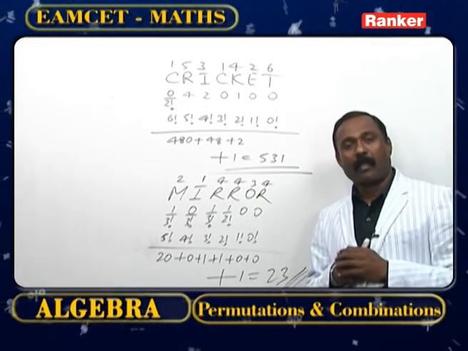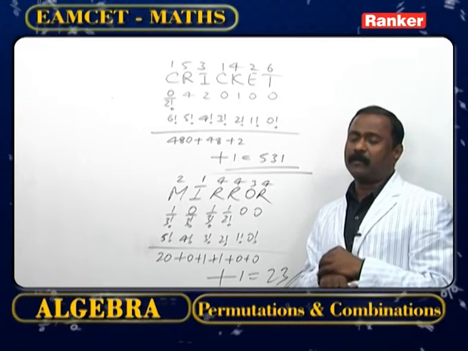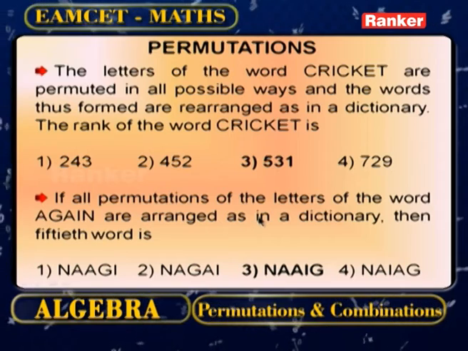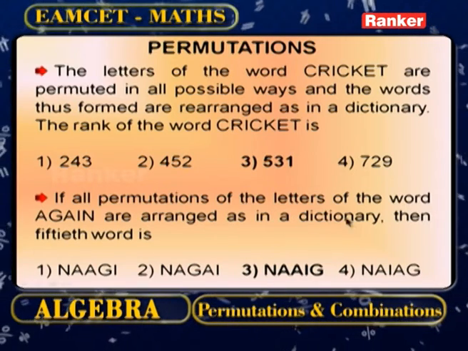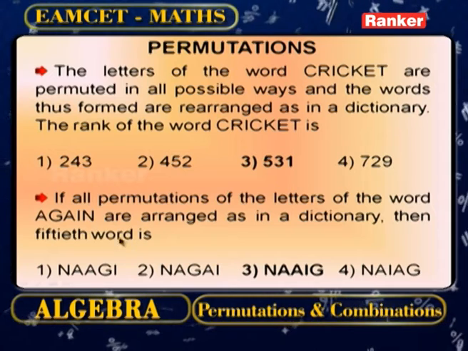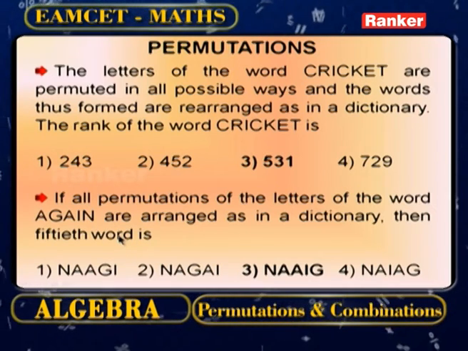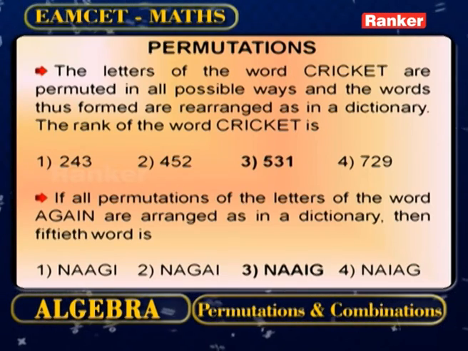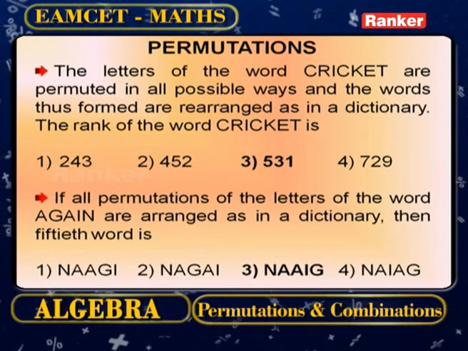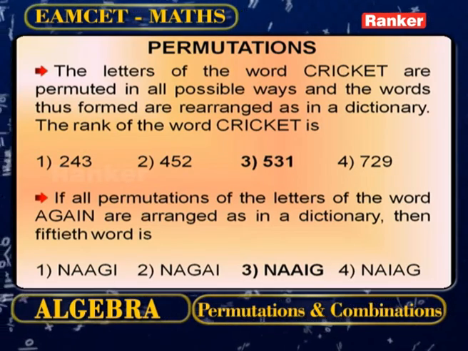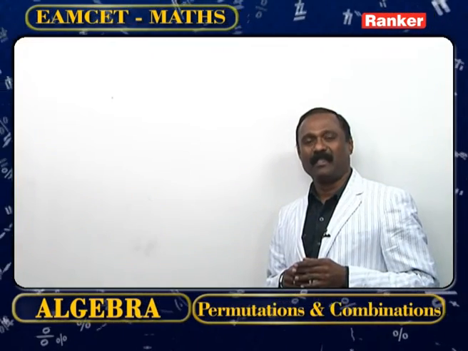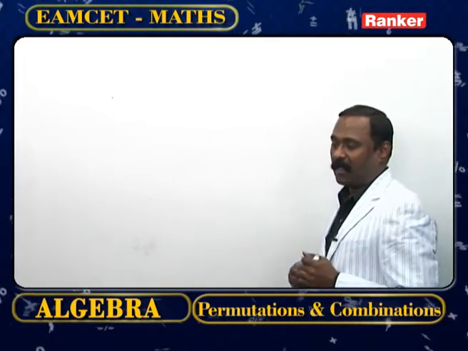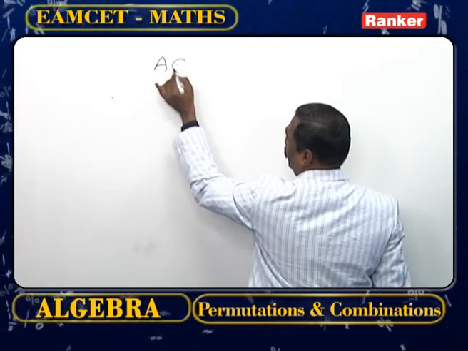Now, if you see the next one: if all permutations of the letters of the word again are arranged as in a dictionary, then the 50th word is... You can apply even the same shortcut for the options, and you can find out which one will be the 50th word. That will be simple. But let us not forget the method.